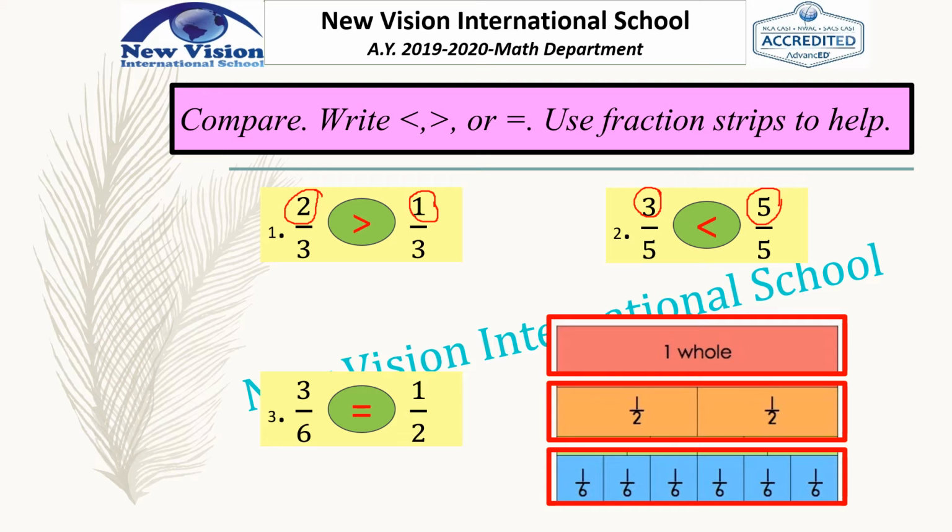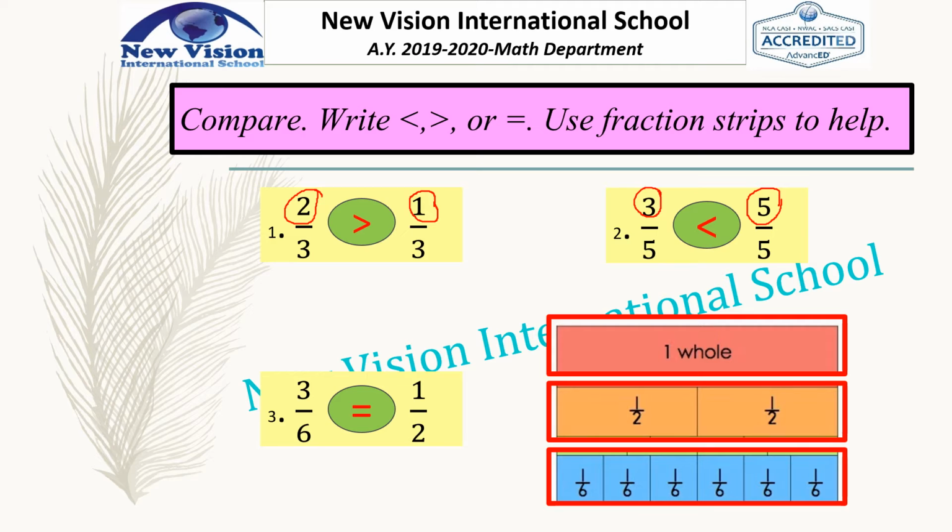Next, number 3. We have 3/6 is blank 1/2. These two fractions are called unlike fractions, if you remember. Why are they unlike fractions? Because the denominators are not the same. So here, for 3/6, the denominator is 6, and for 1/2, the denominator is 2. You are not going to look at the numerator this time. What are you going to do?